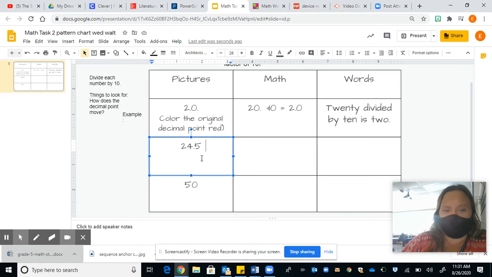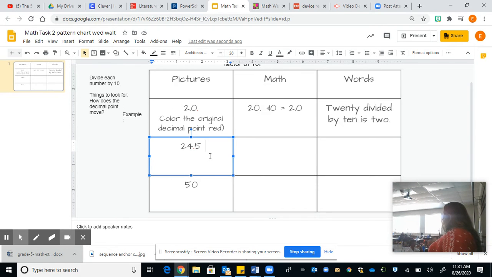But in this, so that way we can see the picture, I need to know that you know where the new decimal place is when we're dividing by 10. So who here can tell me where they put their decimal point and what new number it made? Jade.